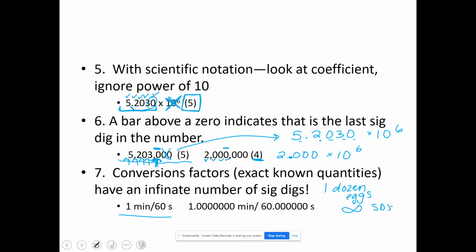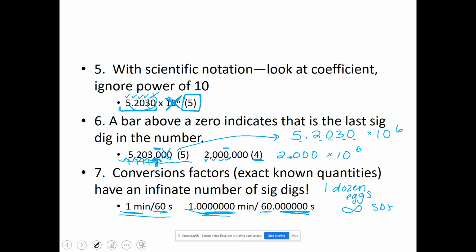So there's an infinite number because it's an exact known quantity. I could say there's 2.0000 and put as many zeros as I want. So when we say there's 1 minute and 60 seconds, if there's 60 seconds in 1 minute, we could write it with however many zeros we wanted, 60 point however many zeros we wanted for seconds, and go on forever. We just don't write that because we don't want to write a million zeros.